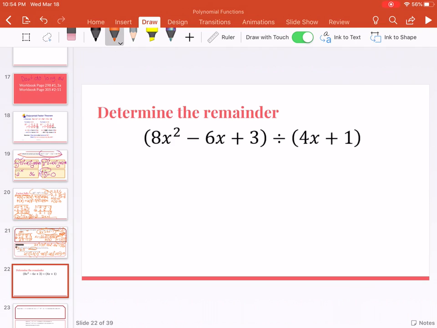Really, if I wanted to figure out the remainder again, same thing. I would just use the zero of my factor, which is negative 1 over 4, and type this in the calculator. If you do that, you end up with a remainder of 5.